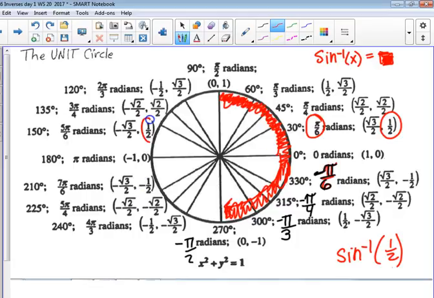Even though over here there's a sine value of 1/2 at 5 pi over 6, it is not defined for arc or inverse sine. We can only look in these two quadrants. You also, if it said, where is the inverse sine of -1, where are you going to answer that?